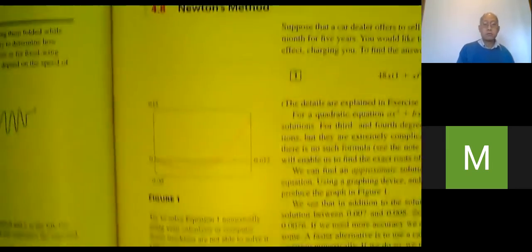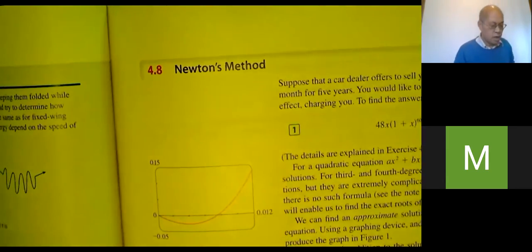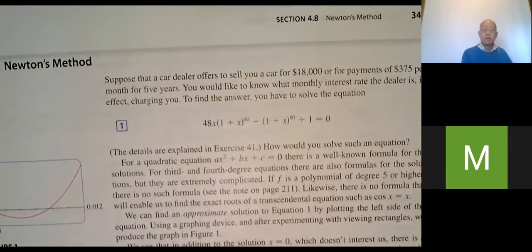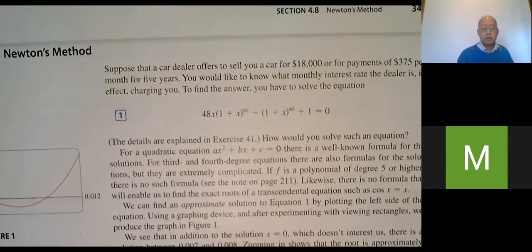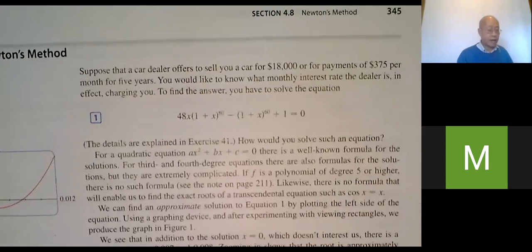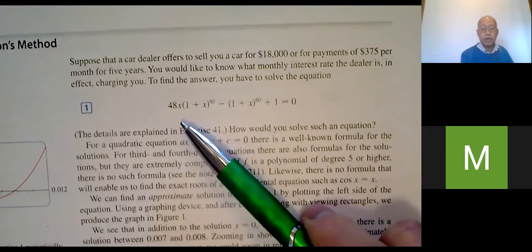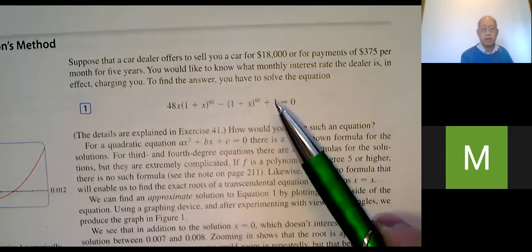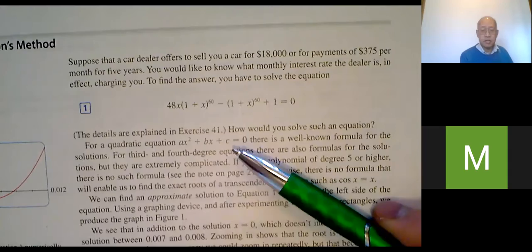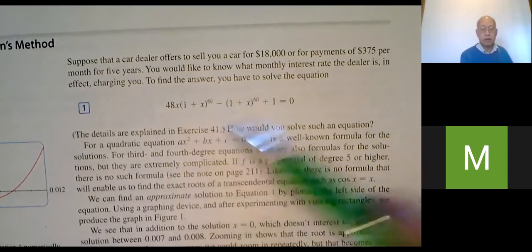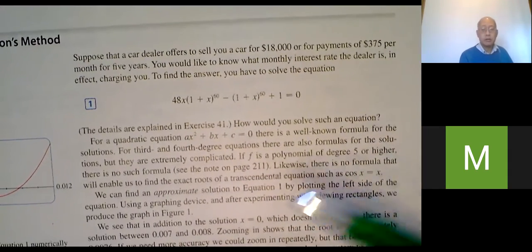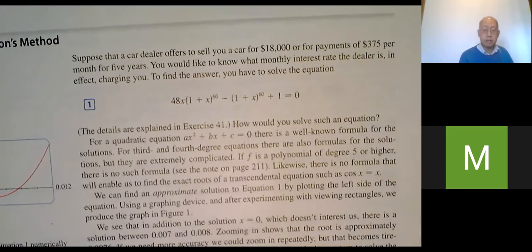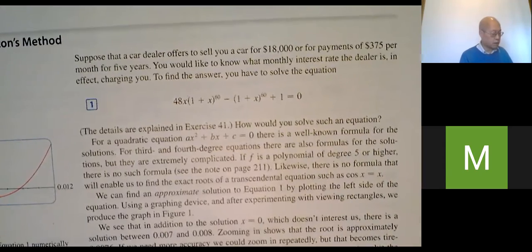Okay, so 4.8 is on something called Newton's method. So just giving you an introduction. And I'm on page 345. There are some equations which are just not easy or almost impossible to solve for x. Here's such an example: 48x(1 + x)^60 - (1 + x)^60 + 1 = 0. There's no easy way to solve this equation unless you want to multiply that all out, but nobody feels like doing that. So all we can do is a numerical approximation. That's the best we can do.